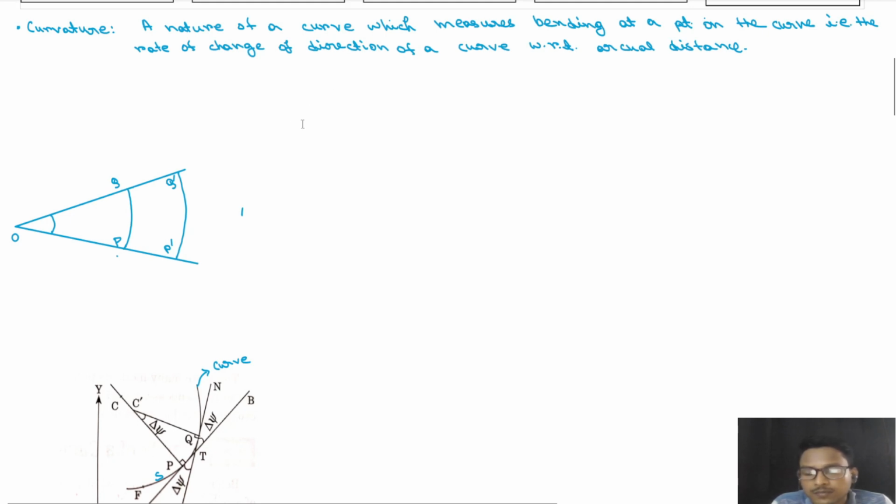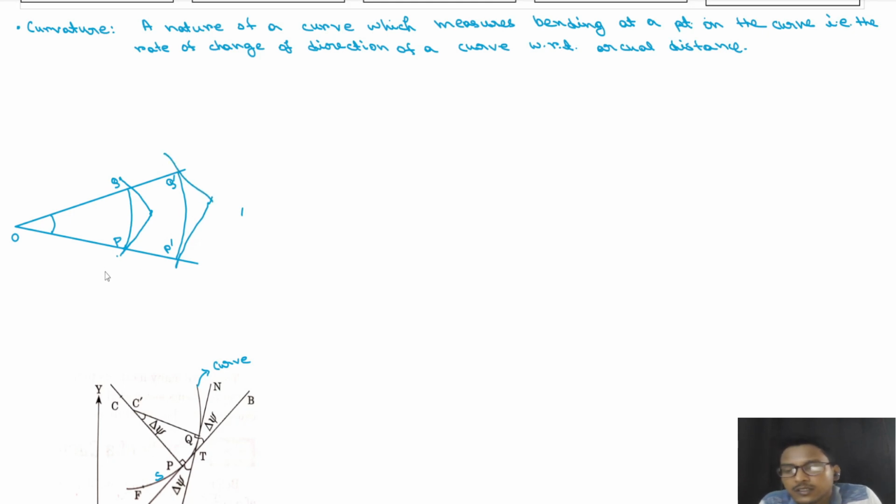Why? Because see, by rate of change of direction, what do we mean? By direction of a curve, we mean the direction of the tangent in the increasing arc length direction. So at the point P, assume that this is the tangent, and at the point Q assume that this is the tangent, and similarly at point P dash suppose this is the tangent, and at point Q dash suppose this is the tangent.